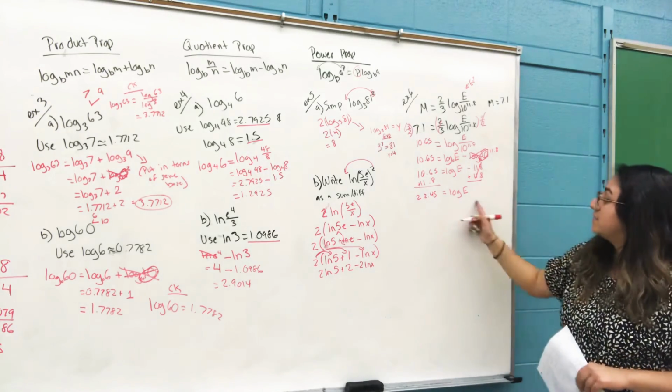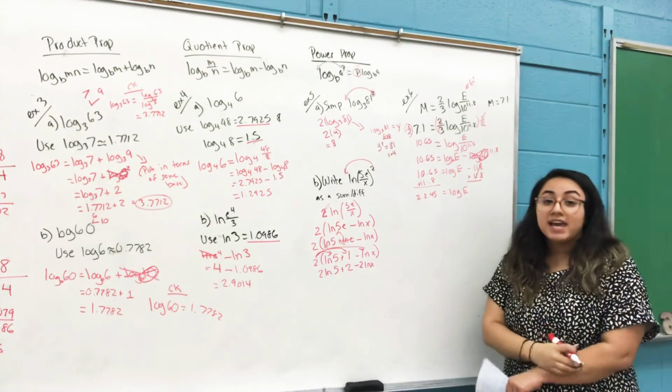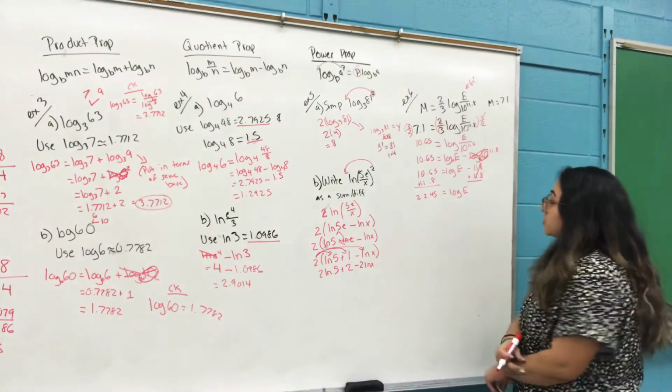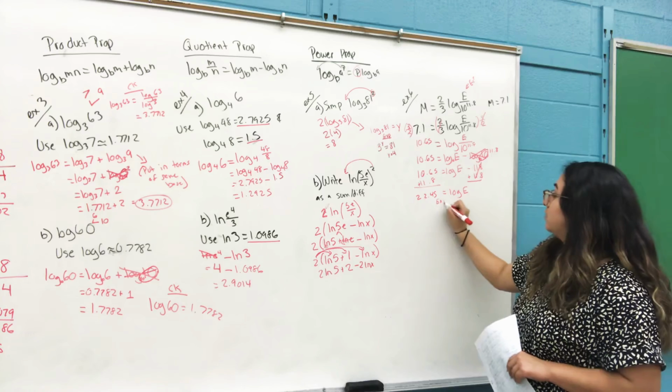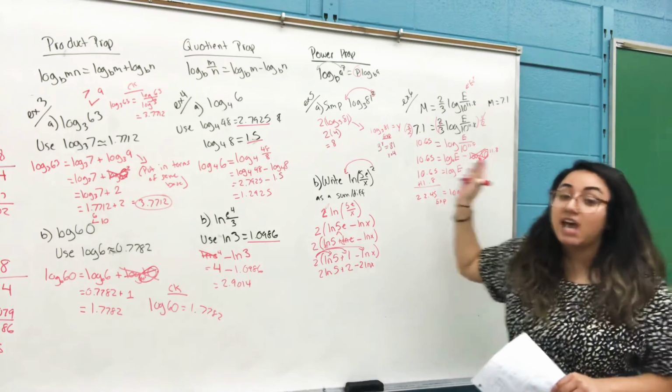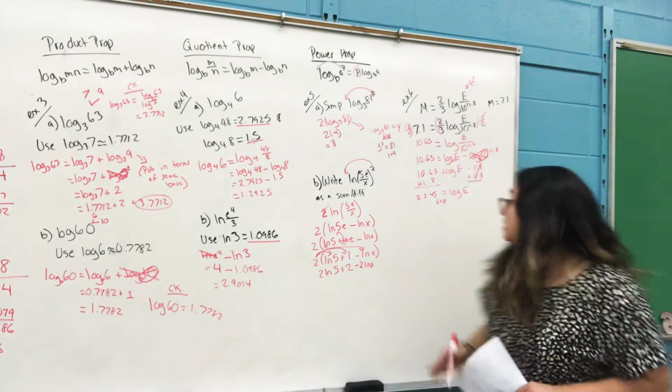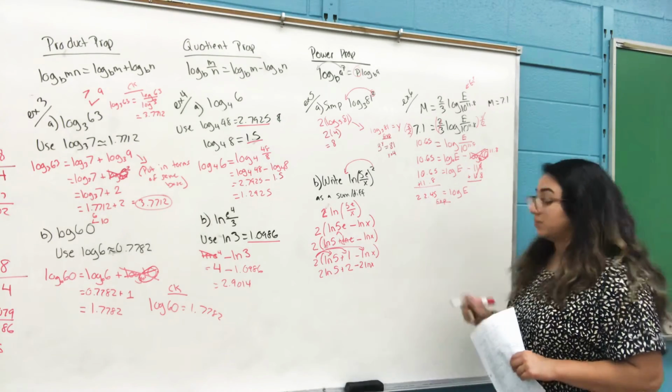And now, from this step, we can't go any further. We can't do the inverse log. We can't do anything like that. We can't use any of these four properties. We're going to go ahead and put this in exponential form.